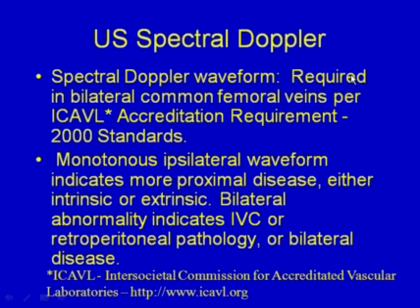When do we use spectral Doppler? Well, the spectral Doppler waveform is very useful to look for abnormalities above where you can actually directly compress. So a monotonous ipsilateral waveform will indicate more proximal disease, either within the vessel, intrinsic, or extrinsic, adjacent to the vessel. And if you have a bilateral abnormality, that means either you've got problems in both iliac veins or in the IVC or around those vessels.